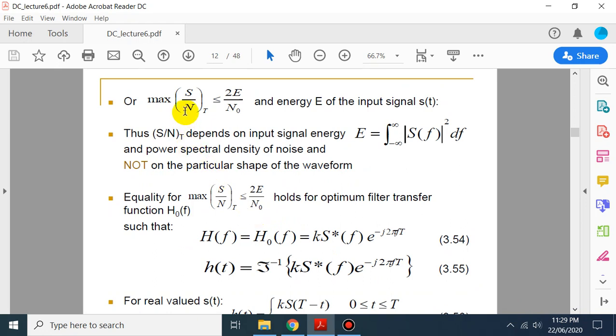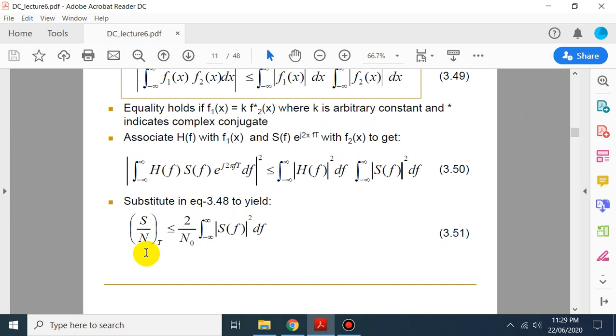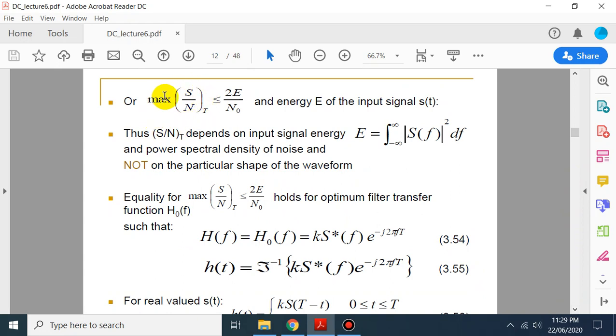So the maximum signal to noise ratio will be less than or equal to 2E over N naught. From this approximation, please remember we are making the observation that the maximum signal to noise ratio for the T duration of the symbol will be less than or equal to 2E over N naught, where E is the energy of the input signal. Thus signal to noise ratio depends on the energy of the input signal and the power spectral density of the noise. This N naught represents the power spectral density of the noise.